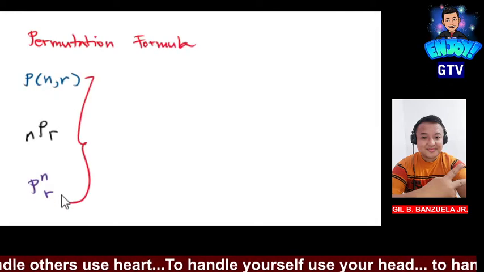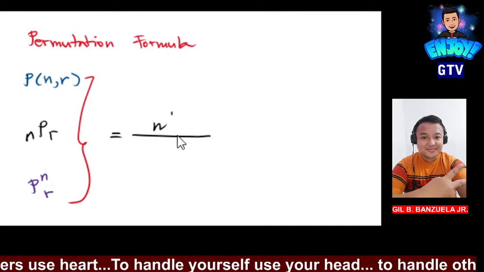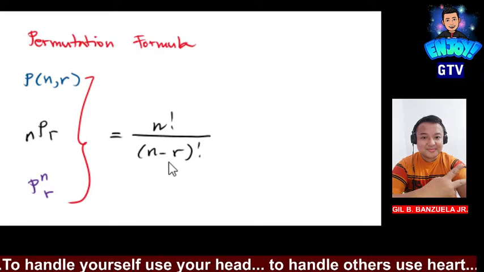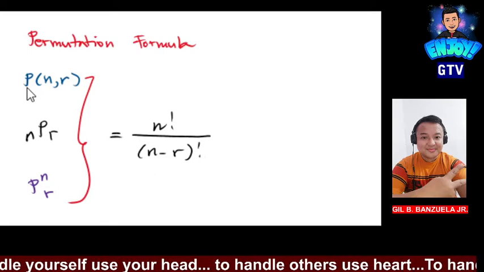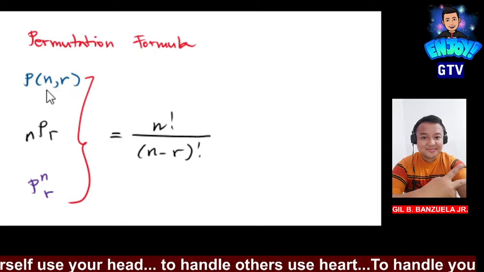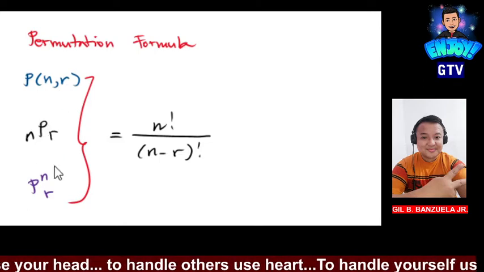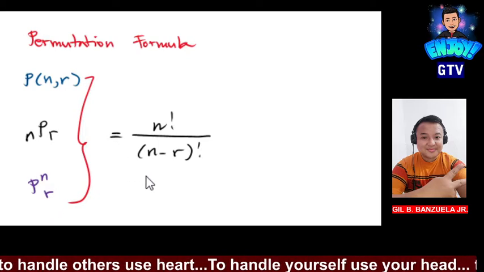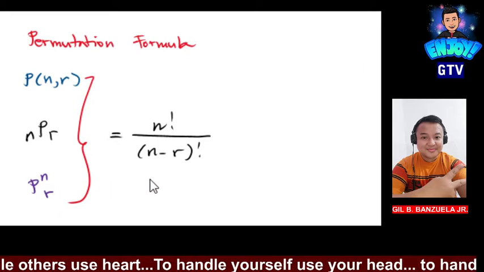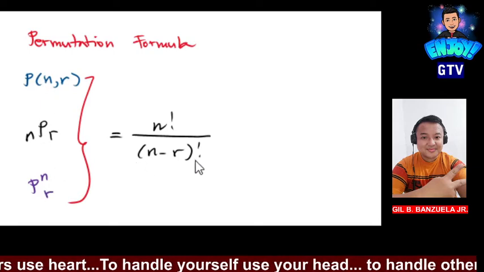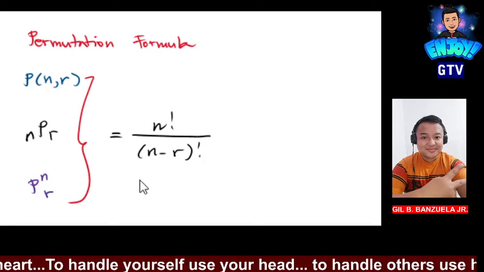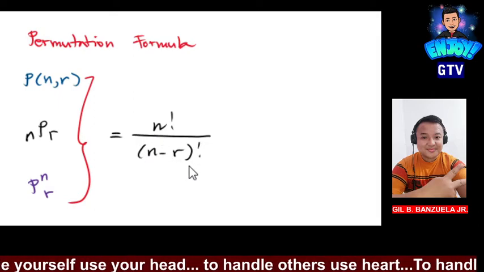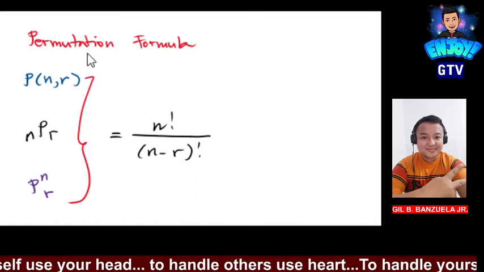Again, using these notations, permutation is always equal to n factorial all over a quantity of n minus r factorial. So whichever we use here guys, P quantity n r, nPr, then P n r, these are representations of the formula for permutation. So any of these will be equivalent to n factorial all over a quantity of n minus r factorial, which is the formula for permutation.